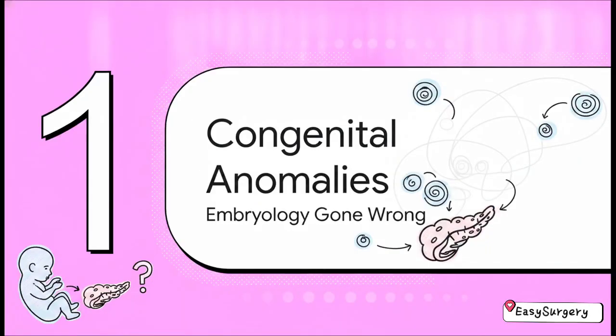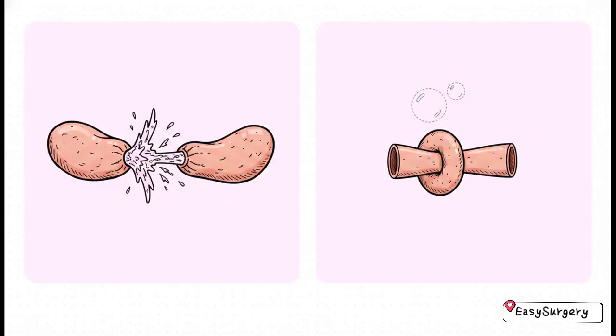Section 1. Congenital anomalies and dysfunctions. Basically, when embryology goes wrong. Before a patient ever takes their first drink or develops a single gallstone, they can actually be set up for failure by their own embryology. The absolutely crucial thing here is distinguishing between the two major congenital defects, pancreas divisum and annular pancreas.